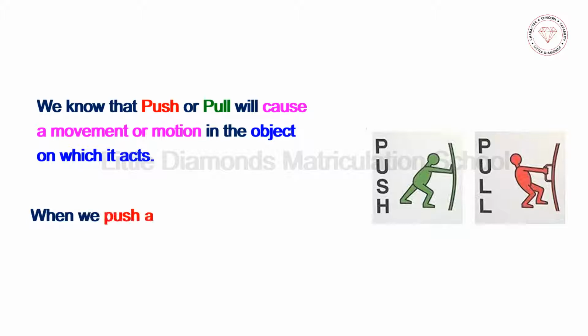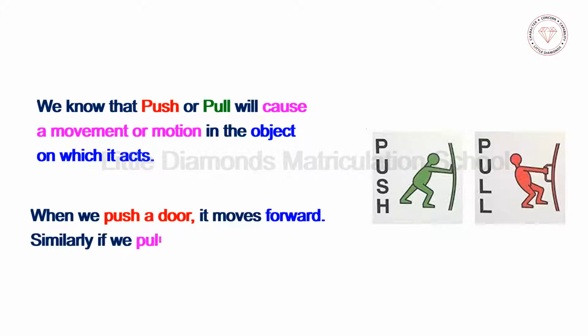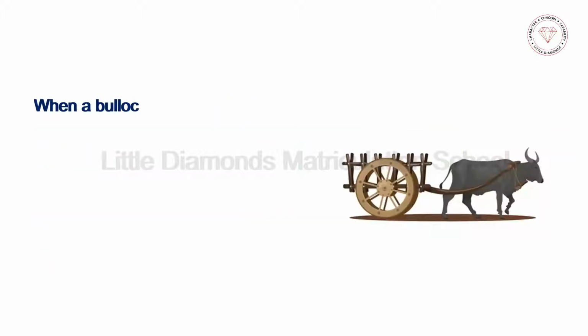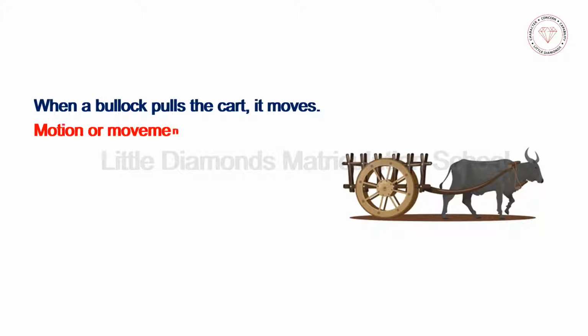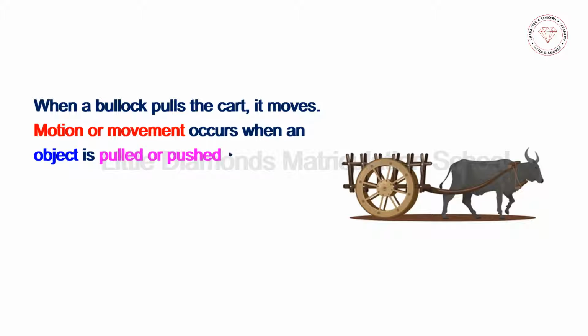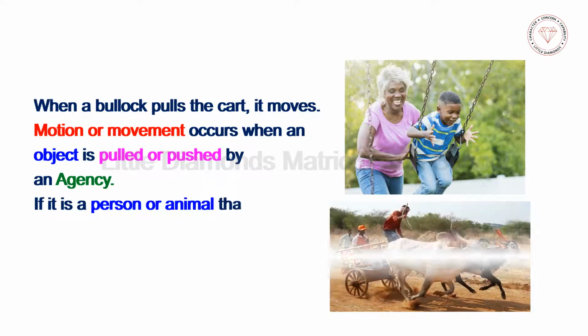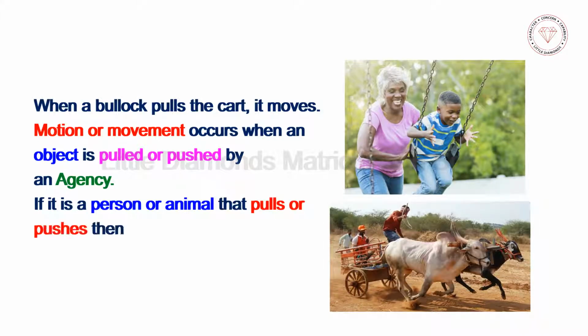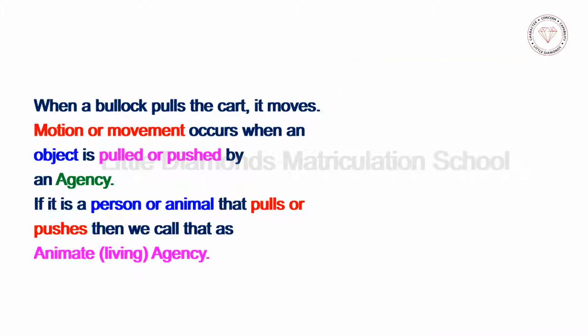When we push a door, it moves forward. Similarly, if we pull the door, it moves inside. When a bullock pulls the cart, it moves. Motion or movement occurs when an object is pulled or pushed by an agency. If it is a person or animal that pulls or pushes, then we call that an animate agency.